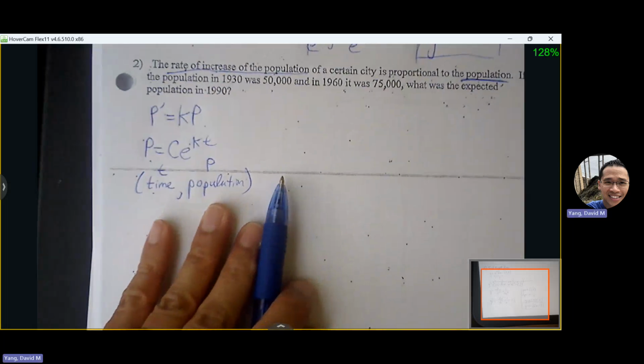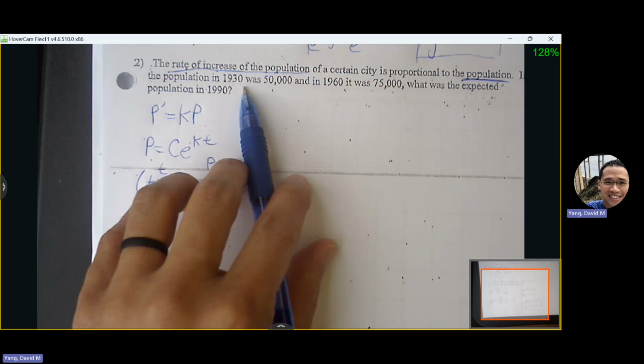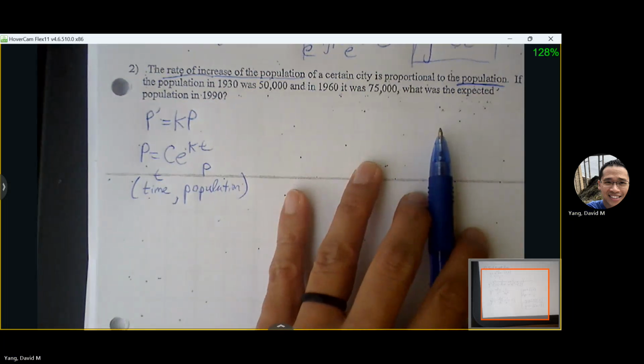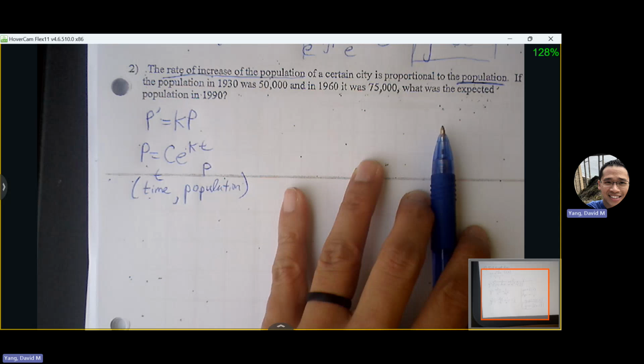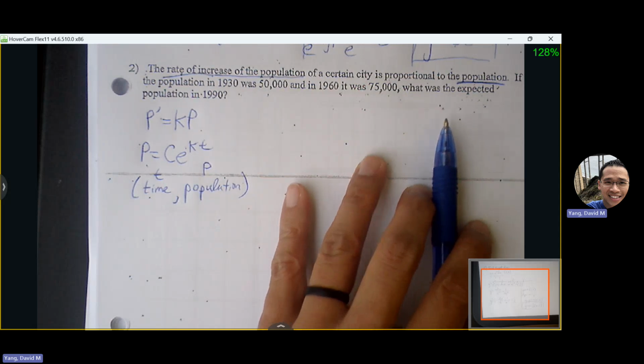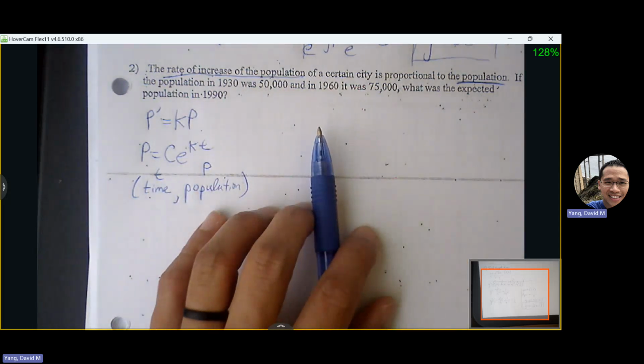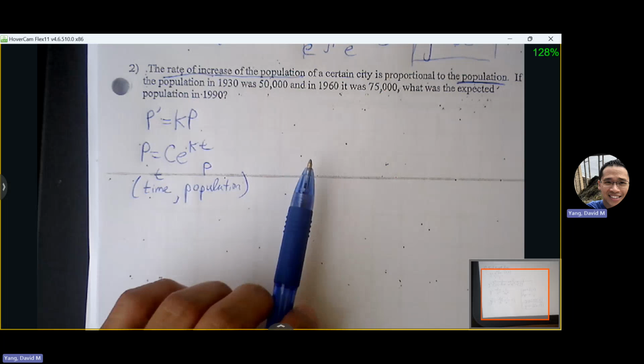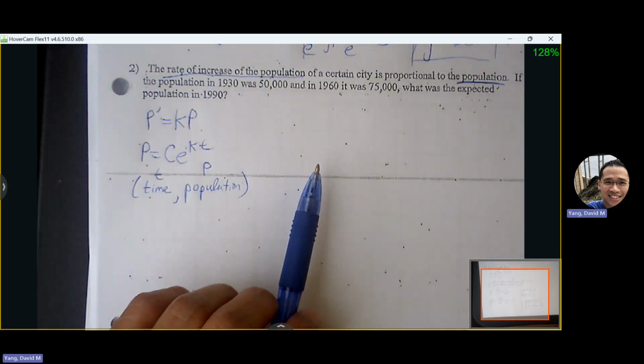We're going to find the earliest year, and we're going to call that year zero. That way we can take advantage of zero, and we can adjust the year after we get our answer. So we'll let year zero be 1930.